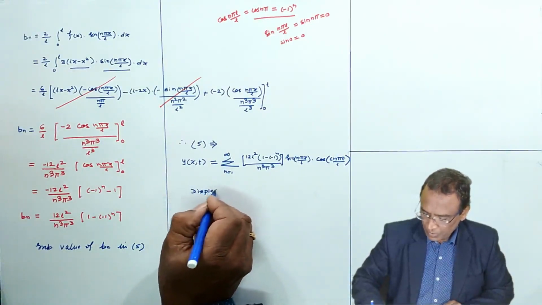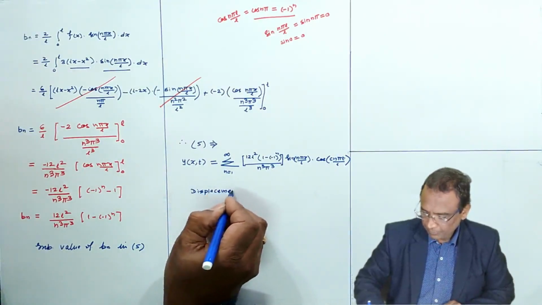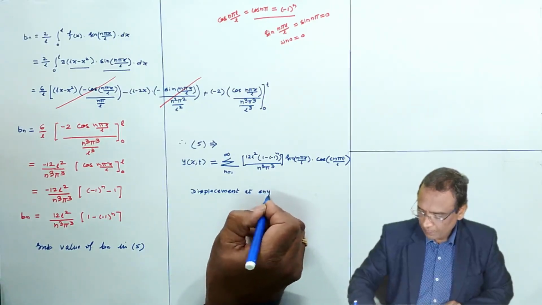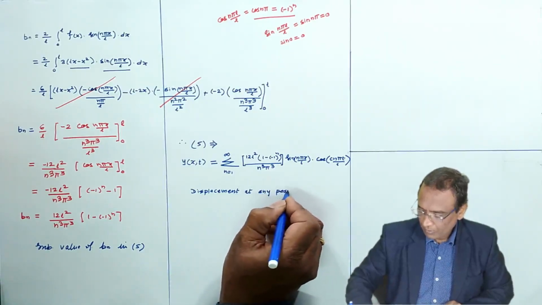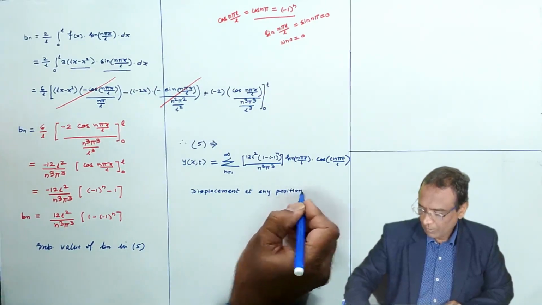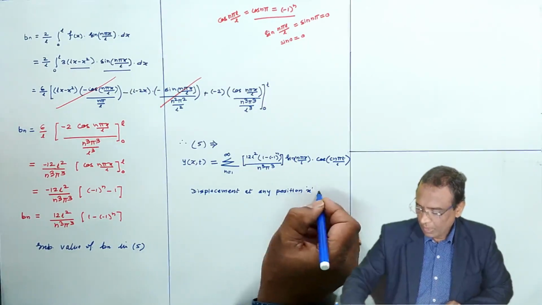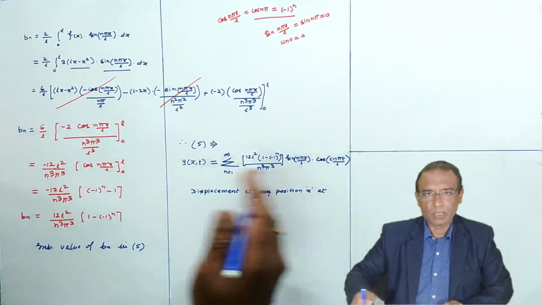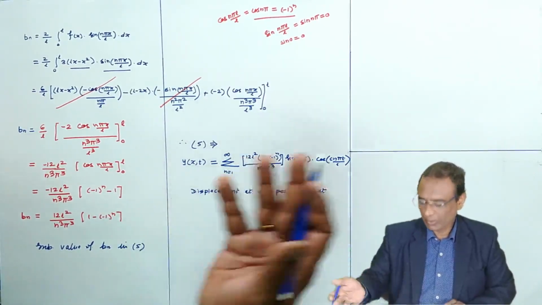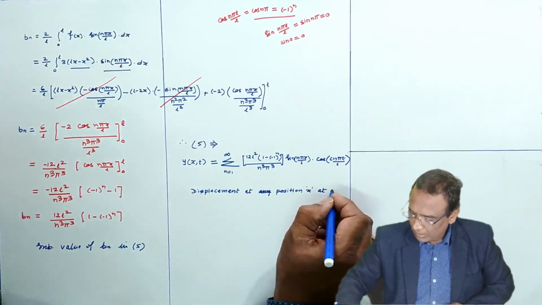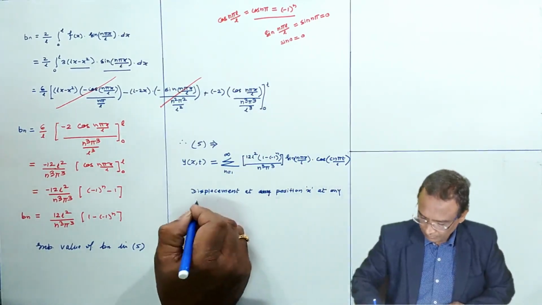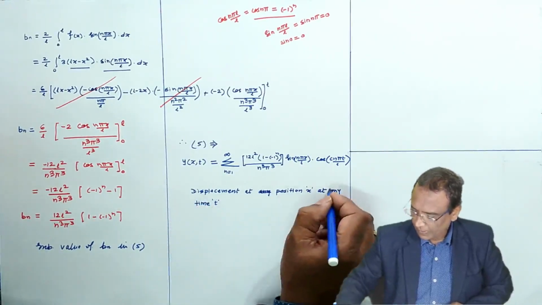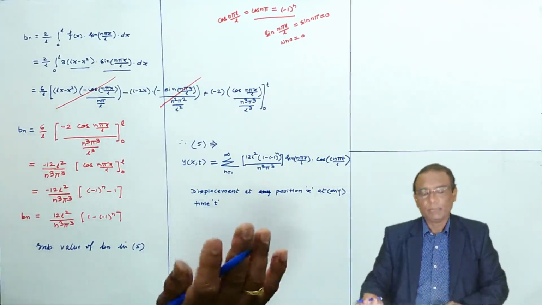We have to find out the displacement at any position x at any time t. At position x I am writing, because if you write x, no need to write anything more. At any time t. Okay, so in this way we have solved this problem.